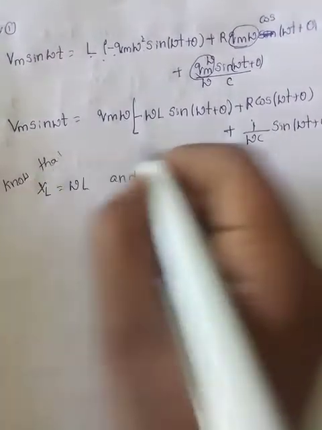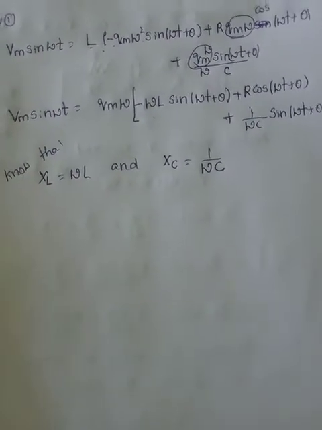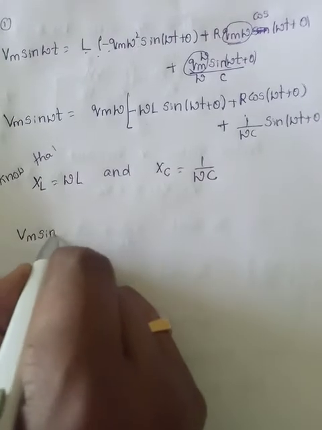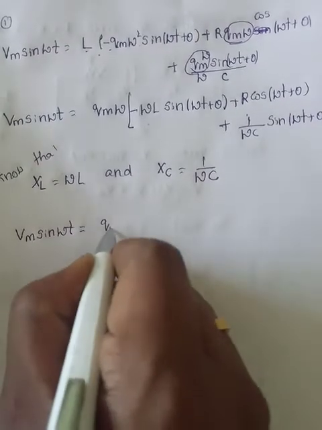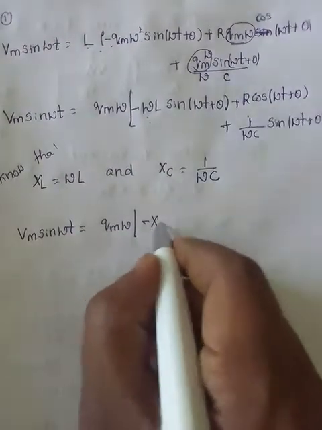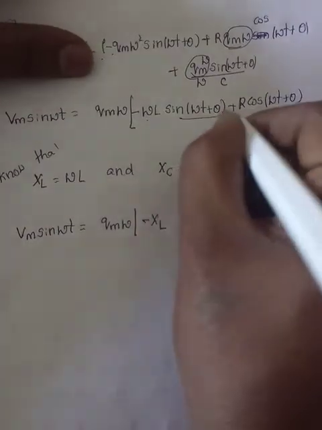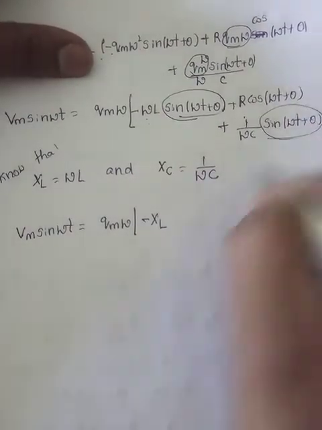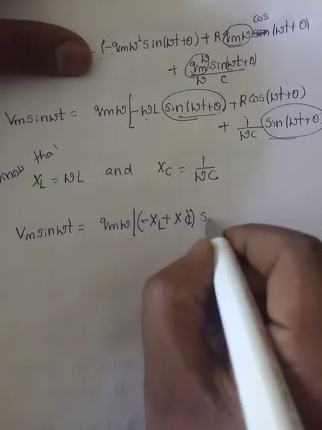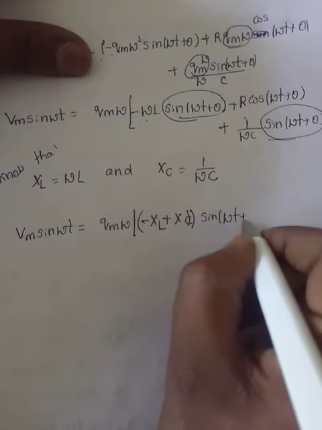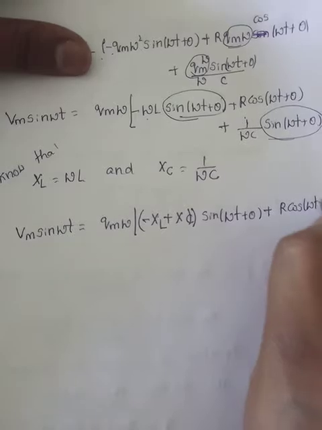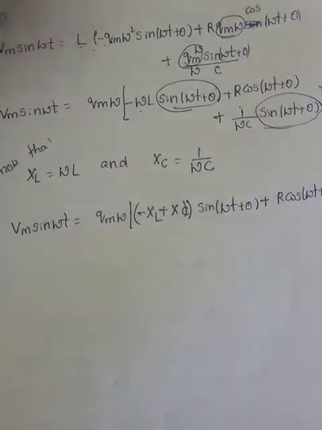We know that XL is equal to omega L and XC is equal to 1 by omega C. We can substitute here. Vm sin omega t is equal to Qm omega, with minus XL into sin of omega t plus theta, and plus XC into sin of omega t plus theta plus R cos of omega t plus theta. So this becomes what?